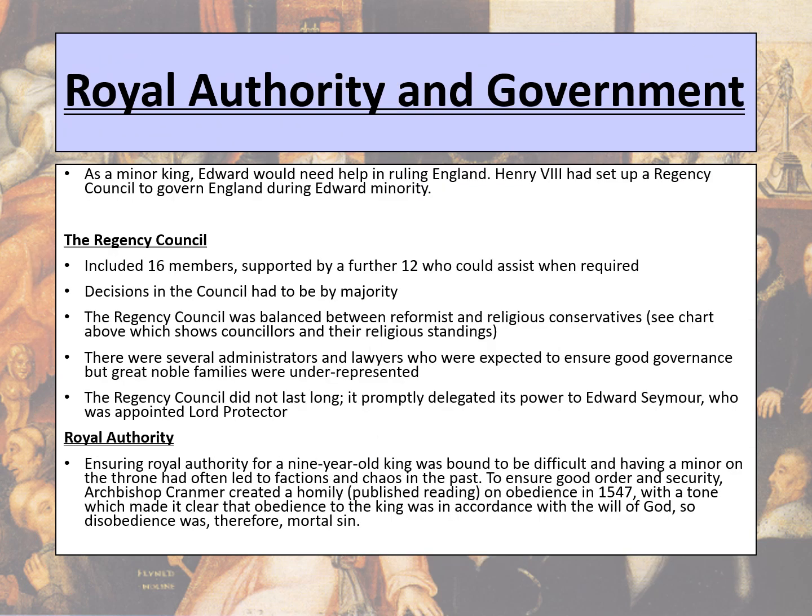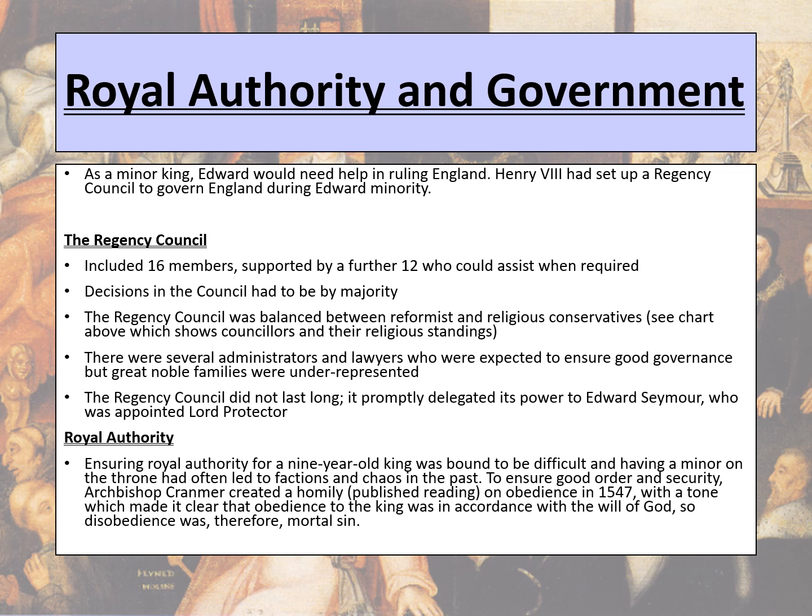So we're now going to go on and look at royal authority in the government. First of all, it's important to point out that we have just talked about in the previous slide that there was a regency council set up because Edward, of course, was a minor. And until he ended that minority period, he was going to have to be governed by this regency council. But the regency council didn't actually work out the way it was supposed to in Henry's will.